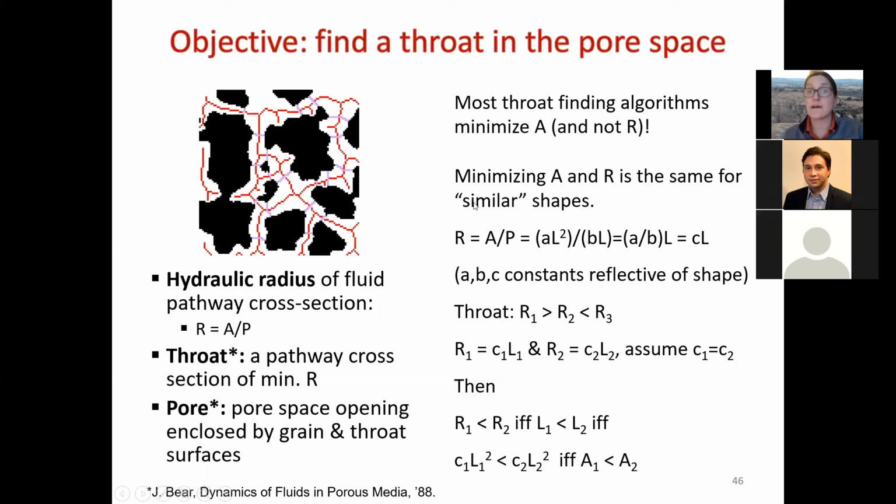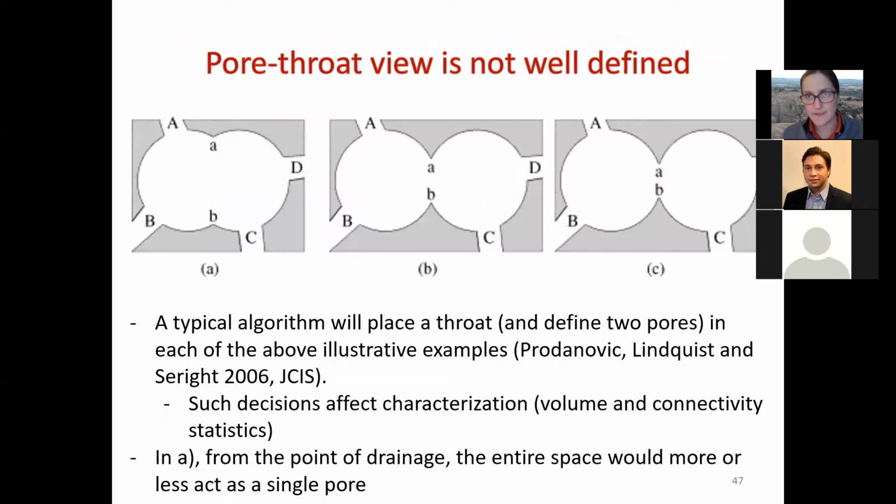Now, most of these throat finding algorithms, they don't necessarily go and minimize hydraulic radius. They don't find this cross-section and look at their area over perimeter, but they actually minimize just the area. And if shapes along a path are similar, that's actually a pretty good assumption that minimizing this cross-sectional area A is equivalent to minimizing throat radius. And there's a little bit of a mathematical derivation of this right there. But again, minimizing area and minimizing hydraulic radius is pretty similar.